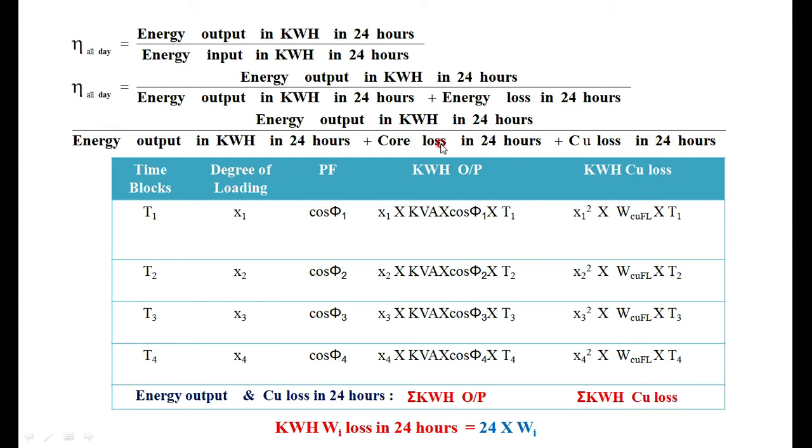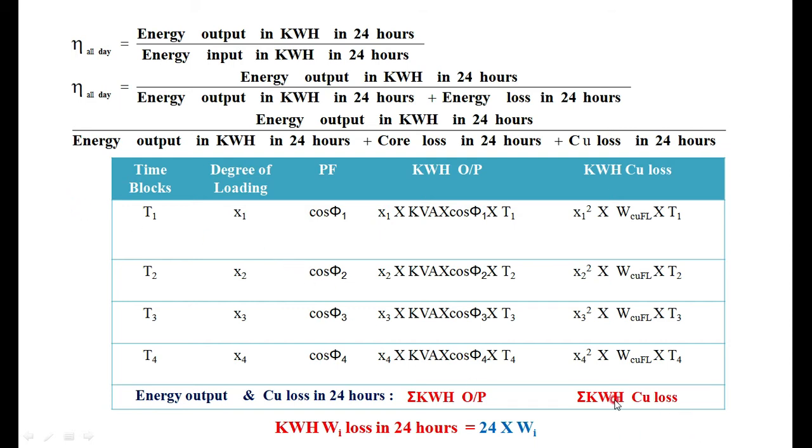Then how to find out the core loss in 24 hours? I made a statement when we were explaining the efficiency of the transformer: the core loss remains the same irrespective of its loading factor.